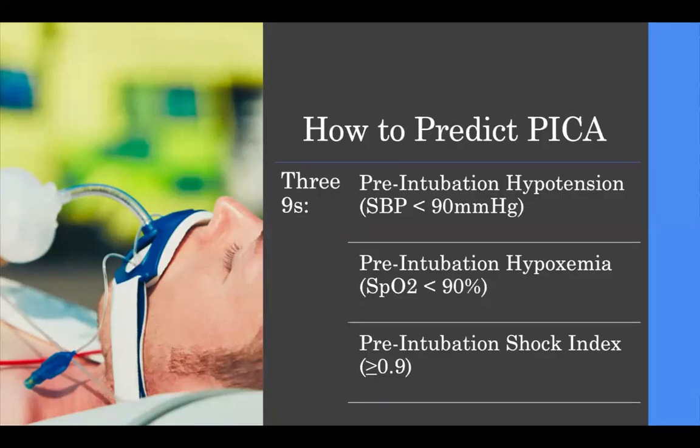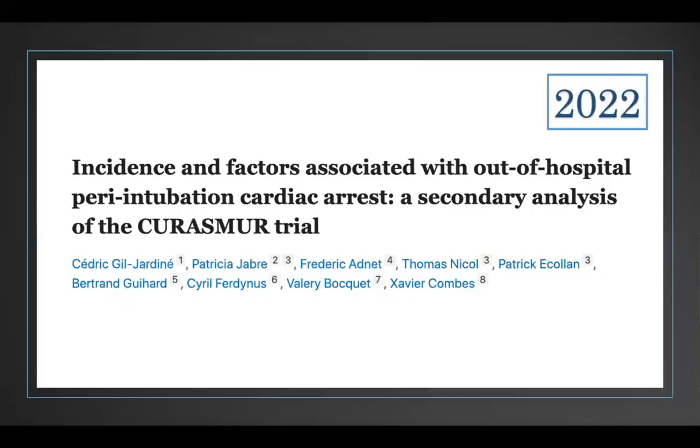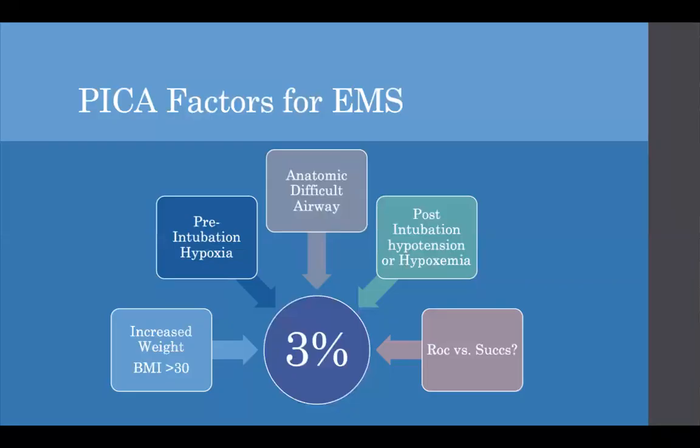So this is in-hospital data. What do we have for the pre-hospital setting? In 2022, this trial came out, and it was observational data looking at a big cohort of RSI patients who experienced cardiac arrest. So PICA, or peri-intubation cardiac arrest.